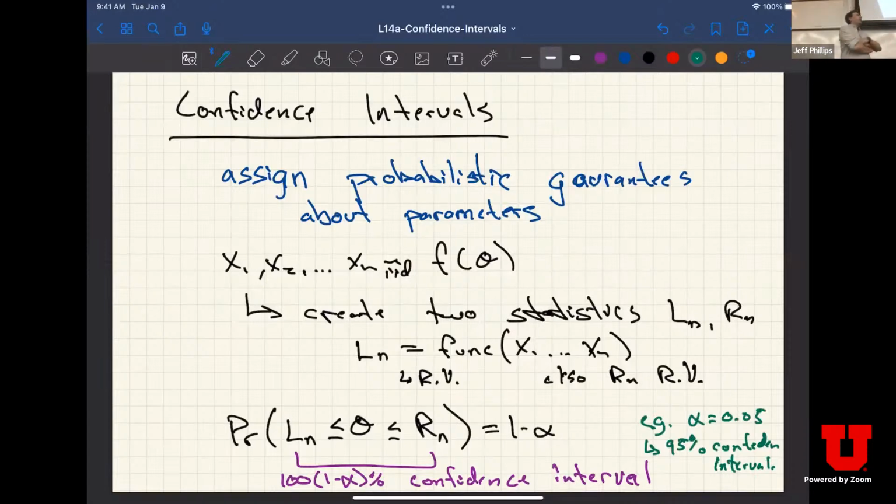All right, yeah, there's a question. Yep, sure, that's the usual thing: LN is on the left, RN is on the right if you're facing the screen. So theta is the parameter that controls the distribution that we're trying to estimate.